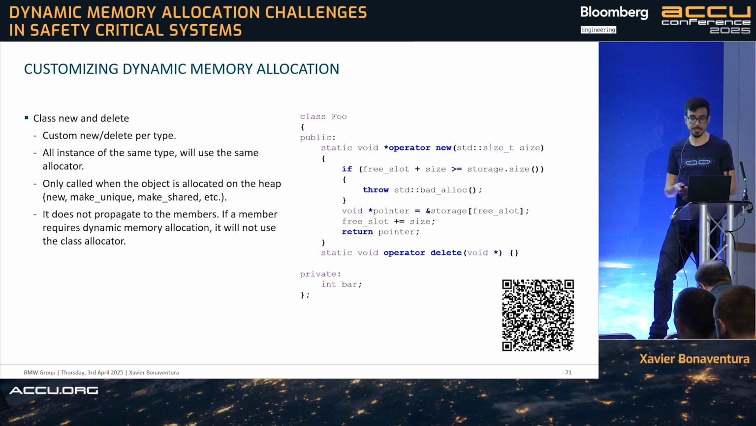And it does not propagate to the members. If you have a class that has members which also need dynamic memory allocation, this will not be used. This is only for the construction of foo, not for the construction of sub-objects of foo.